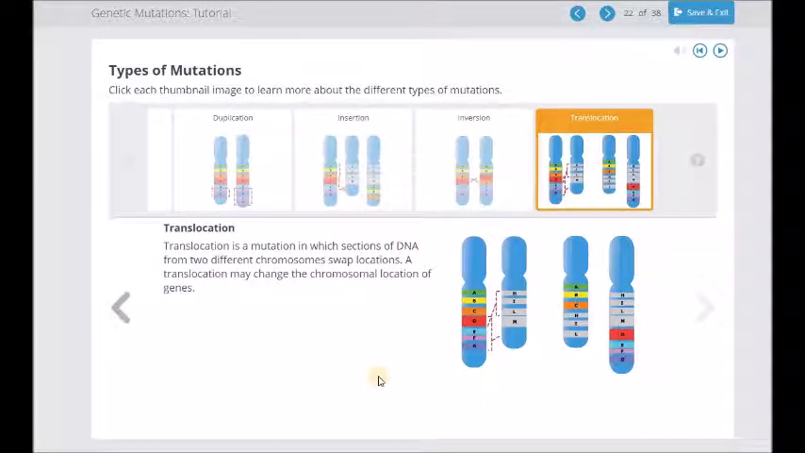And then finally, there's translocation. Sections of DNA from two different spots swap. Okay, and now you just get a whole new setup here. I mean, see what happens. Parts of this one go here, and parts of this one go here, and I'm totally goofed up. Okay, so that's called translocation.